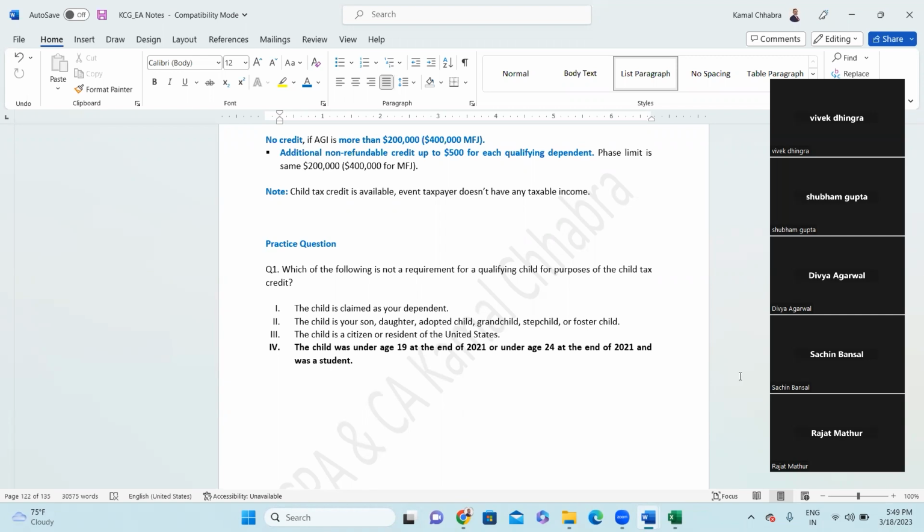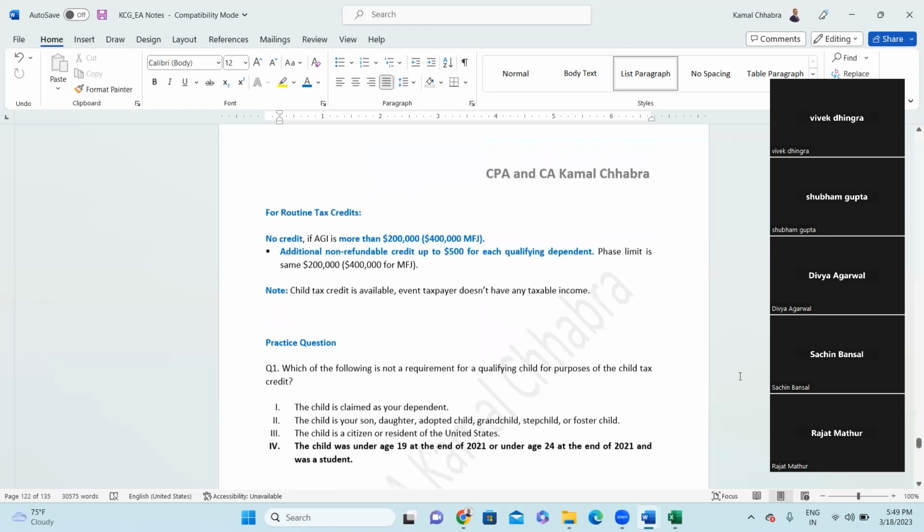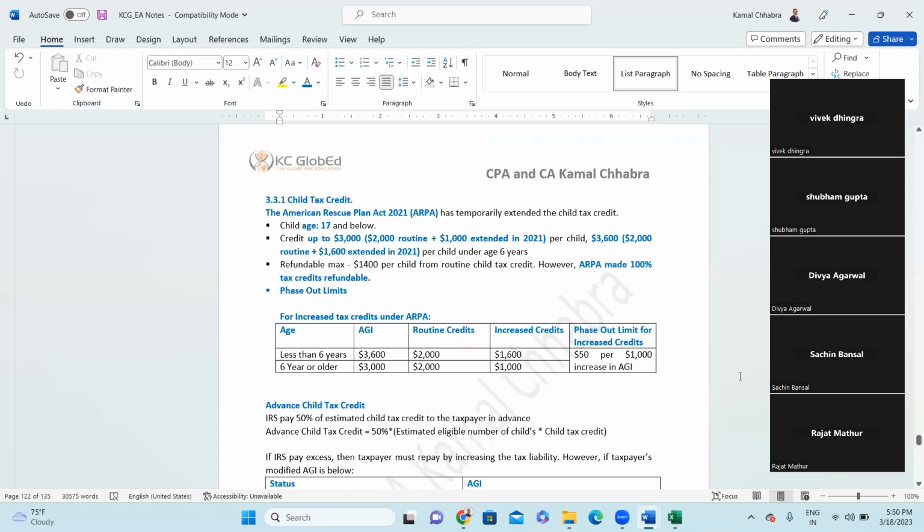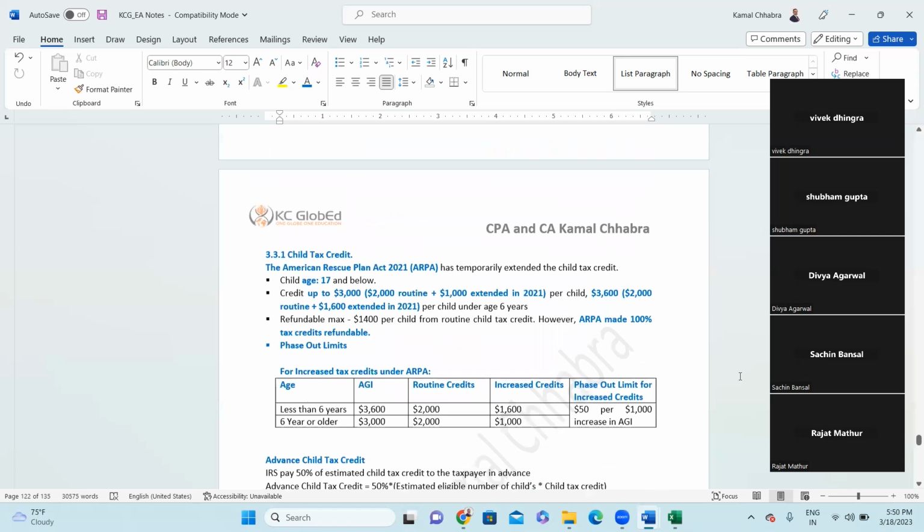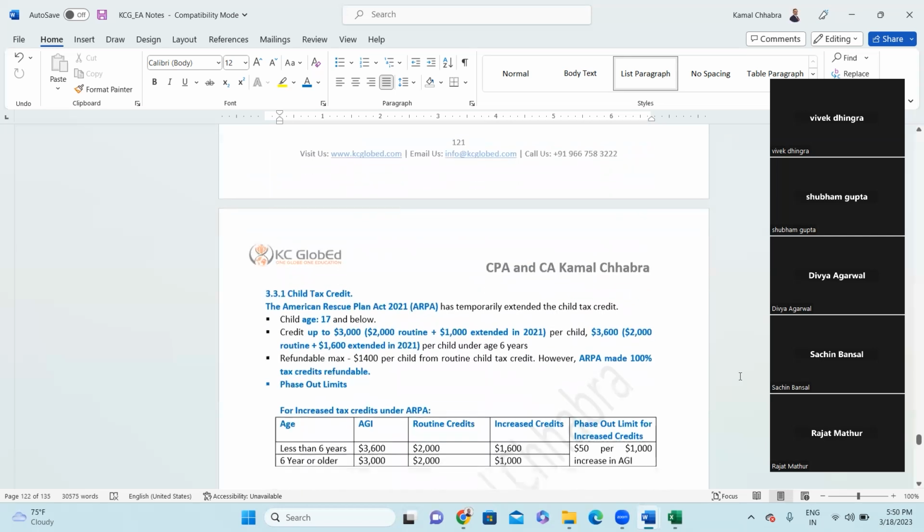False. To consider any child to be a dependent on your tax return, the age should be 19, and if he is 24, then he must be a student or he should be permanently disabled. For child tax credit, the age is 17.